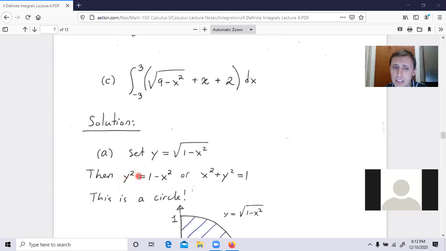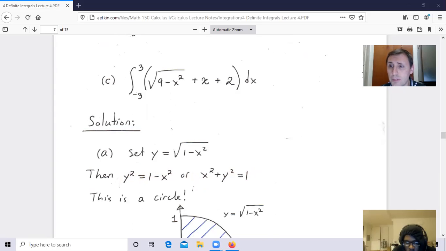So I say y equals root of 1 minus x squared. Then if I square it, I see y squared is 1 minus x squared, or x squared plus y squared equals 1. Now, would anybody tell me what is x squared plus y squared equals 1? What sort of curve is that describing?